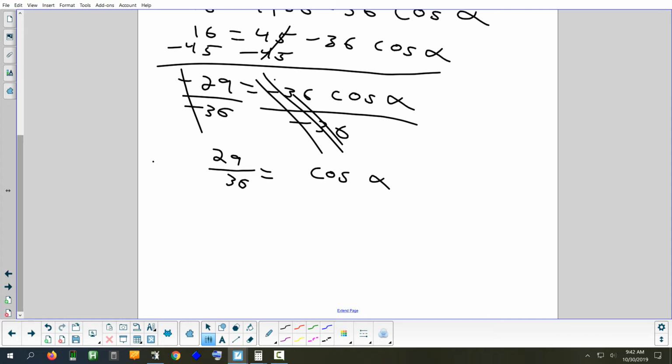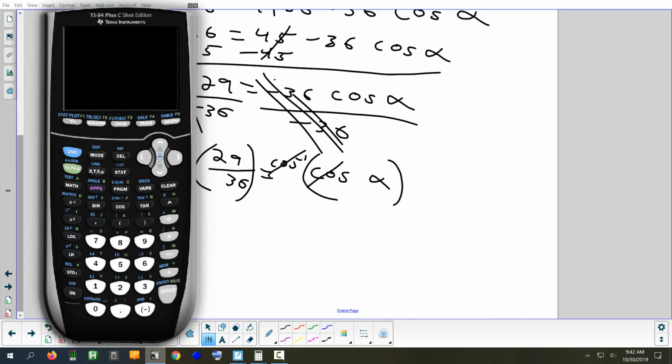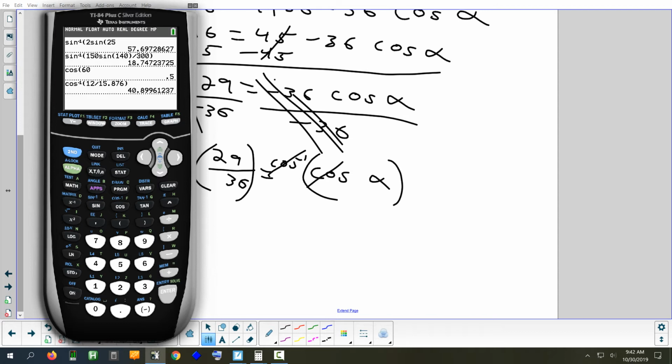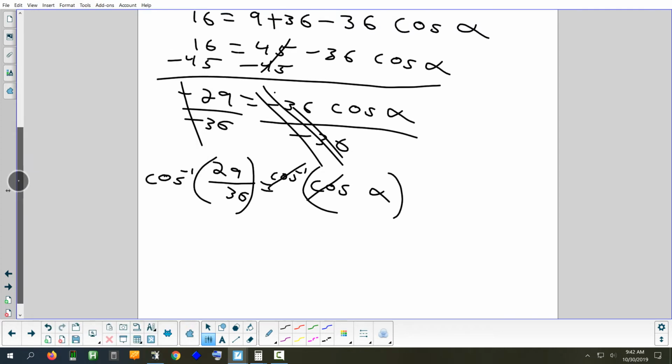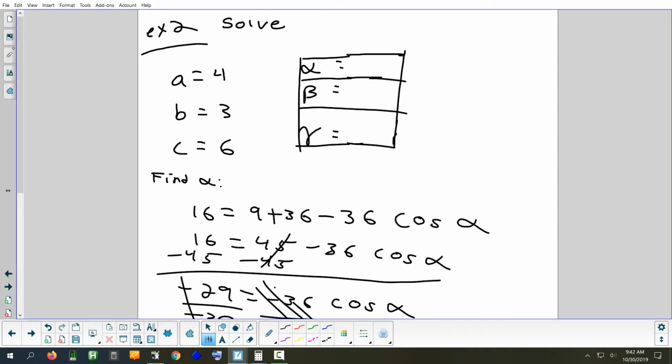Inverse cosine. There you go. Inverse cosine. That's gone. Type in the inverse cosine of 29 over 36, and we will know what alpha is. So inverse cosine 29 over 36 is 36.336. And that's alpha.